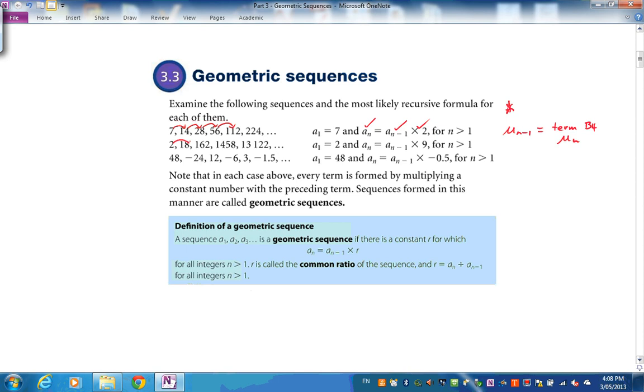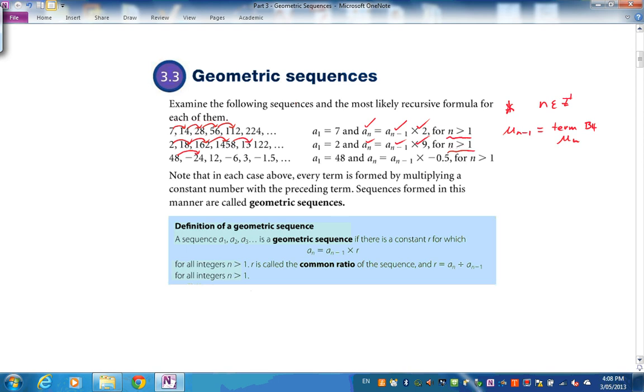What about this one here? Here we go, coming along here. What are we doing? We're multiplying by 9. So there it is. Any term is a term before times by 9. And we should put for n greater than 1 because you can only start at 1. N is the term number and it must be an integer too. So n is a member of positive integers.